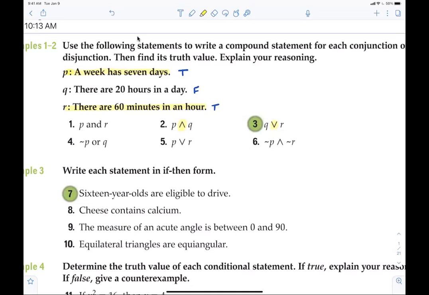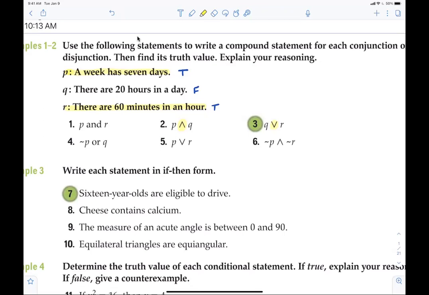Now for number 3, I'll give you time. I don't want to rush it. It's important. All right, someone else, tell me about number 3. What's it going to say? There are 20 hours in a day, or there are 60 minutes in an hour. That is correct.